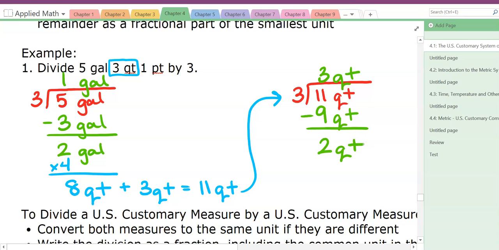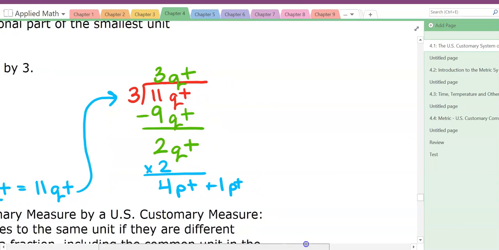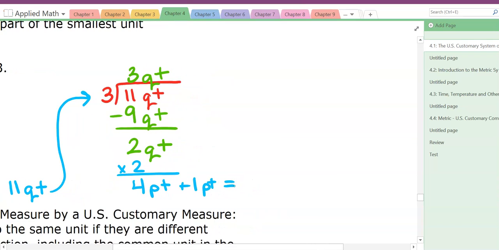Now I have to get quarts to pints. How many pints are in a quart? 2. There's 2 pints. So now I'm up to 4 pints. How many pints did I start with in my problem up at the top? 1. So we have to add 1 to it. So I'm just going to scoot over here. So now I've got 5 pints.